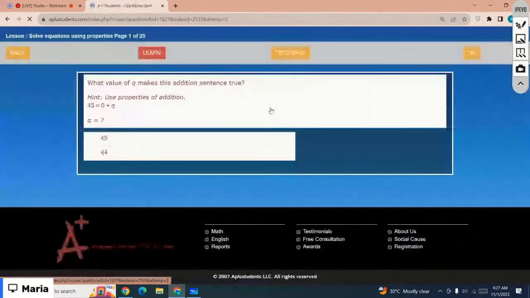Okay, the first one is 45 equals q plus 0. So basically you have to apply the properties of addition here. Which property? The zero property. When you add 0 to any number, the number stays the same. So 0 plus q equals q, and q equals 45, right? The correct option is 45.